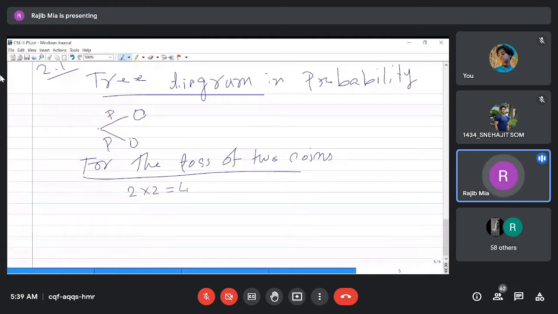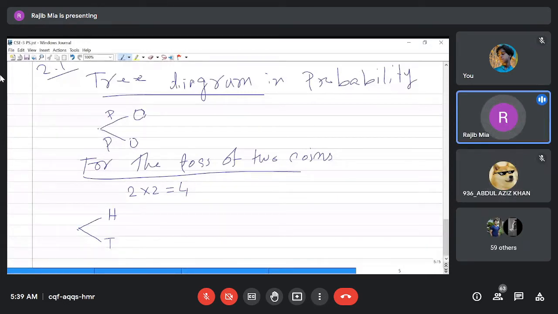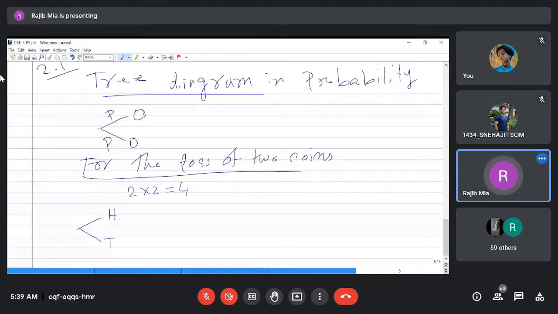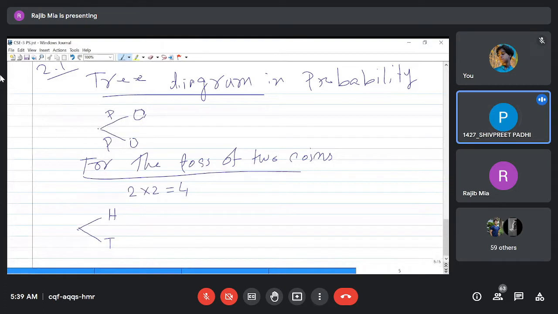For the first toss, the possibility is head or tail. So we write this outcome, head or tail, at the end of each branch. In the first toss, what is the probability of getting head? 1/2. Similarly, in the first toss, the probability of getting a tail is 1/2.